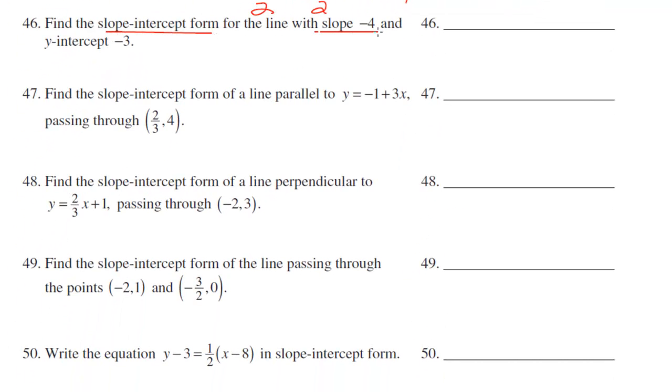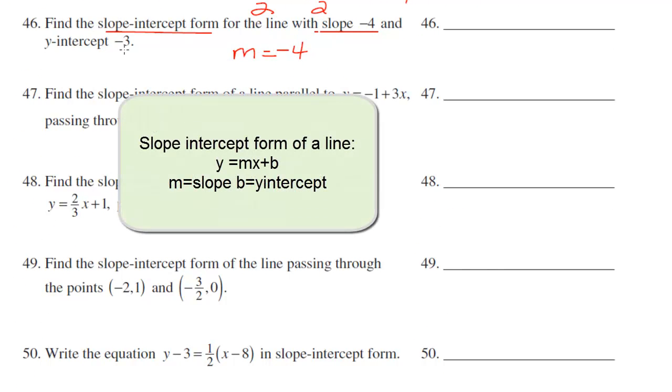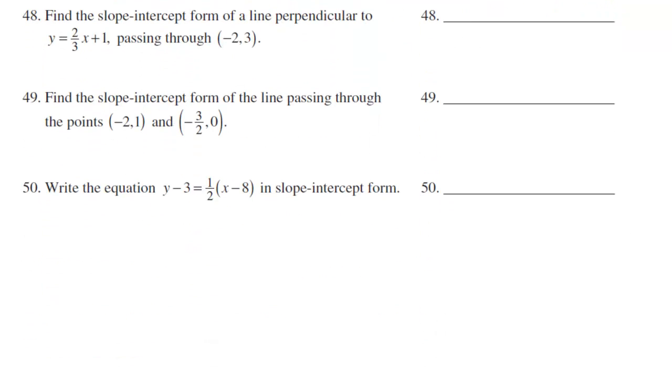Find the slope-intercept form of a line with slope negative 4 and y-intercept negative 3. And so remember, that means that our m is negative 4 and our b is negative 3. So just substitute right into the slope-intercept form of a line, and we get y equals negative 4x minus 3.